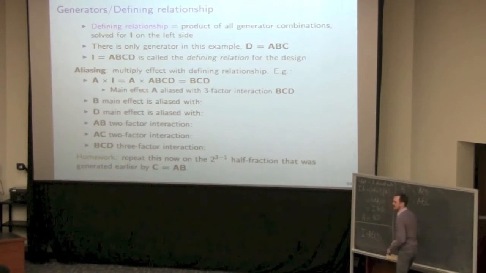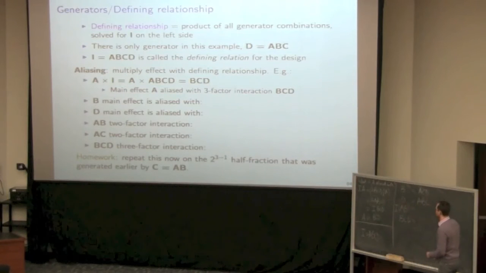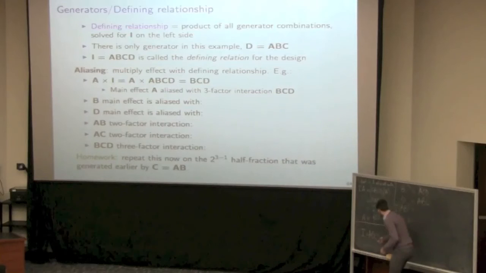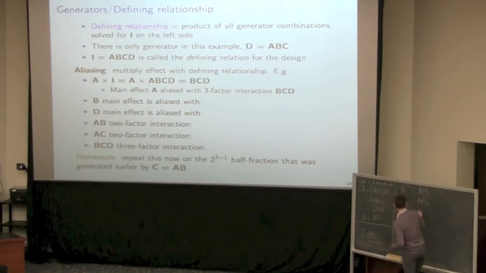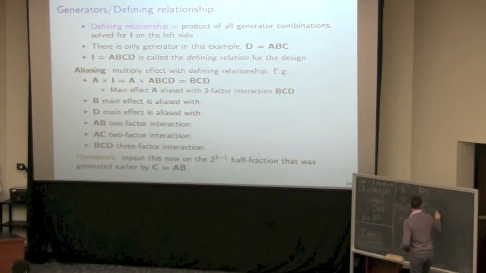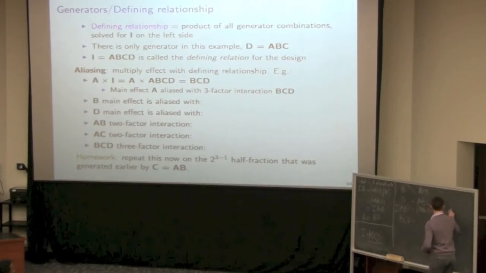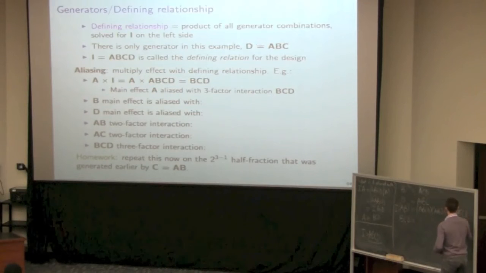Multiply the left by I. I is my first part of my defining relationship. The next part of my defining relationship is ABCD. So that says ABCD times AB simplifies to A, A, which I cancel out, B, B, which I cancel out, and CD remains. So AB is aliased with CD.